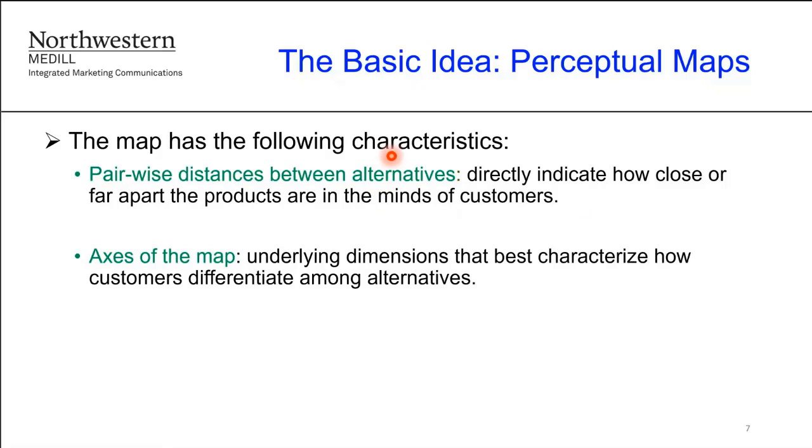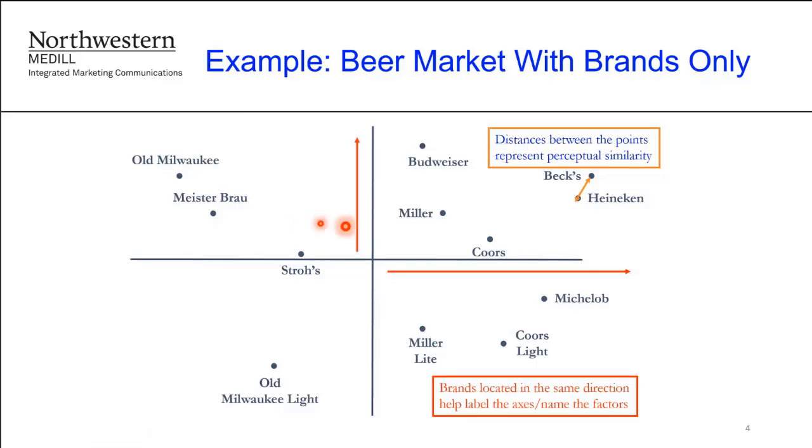So the map has the following characteristics. I already talked about this in that beer example. Pairwise distances between alternatives directly indicate how close or far apart the products are in the minds of customers. Going back to this beer example, the distance between those two brands is the perceived similarity. So this is the perceptual similarity based on the consumer's mind.